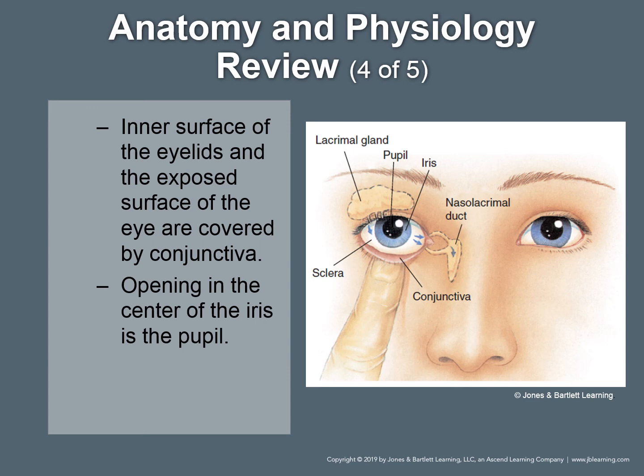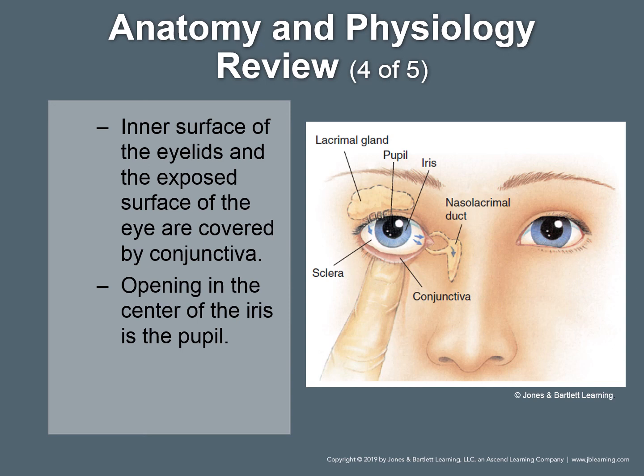So, the inner surface of the eyelids and the exposed surface of the eye are covered by conjunctiva. And what that does is it's kind of like a moist covering. It's a real vascular area of the eyelid that when you blink it covers the eyeball, and then when you open, your eyeball is exposed. The opening in the center of the iris is the pupil.